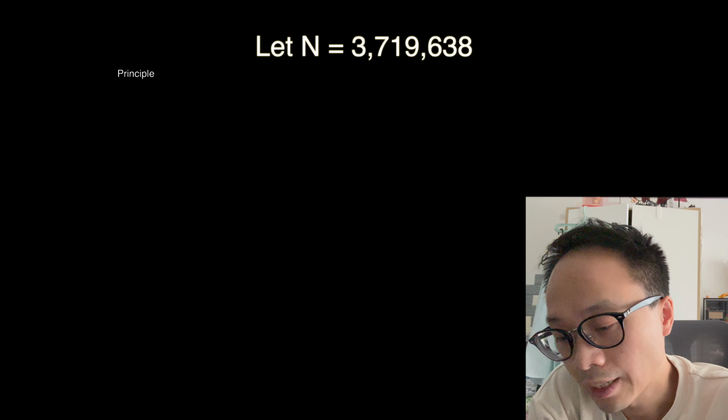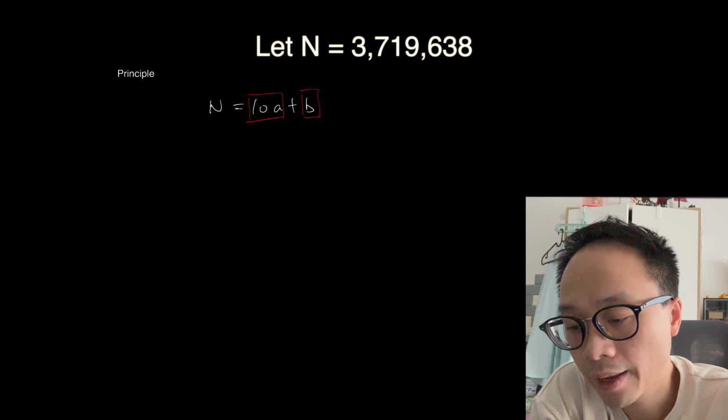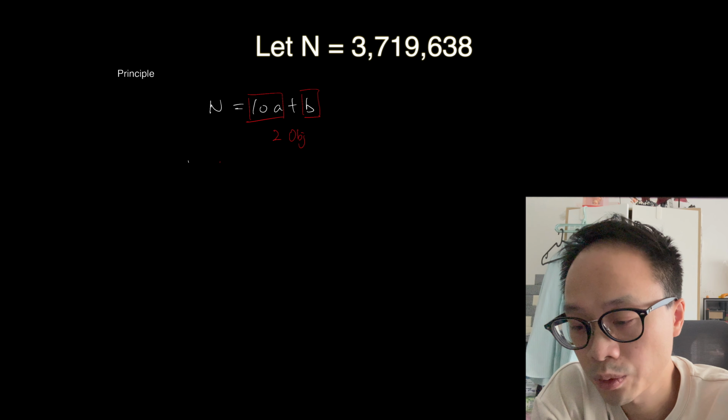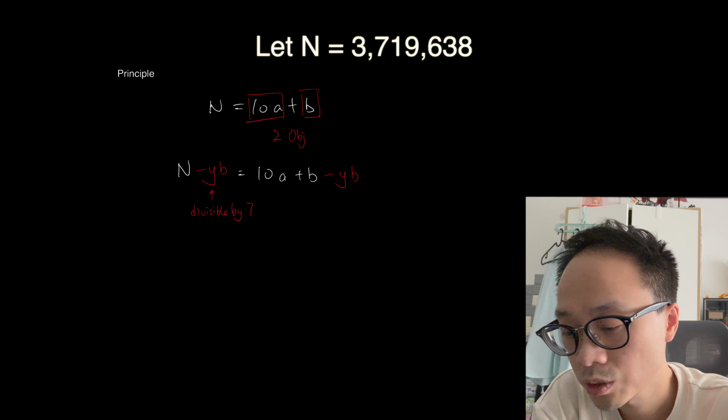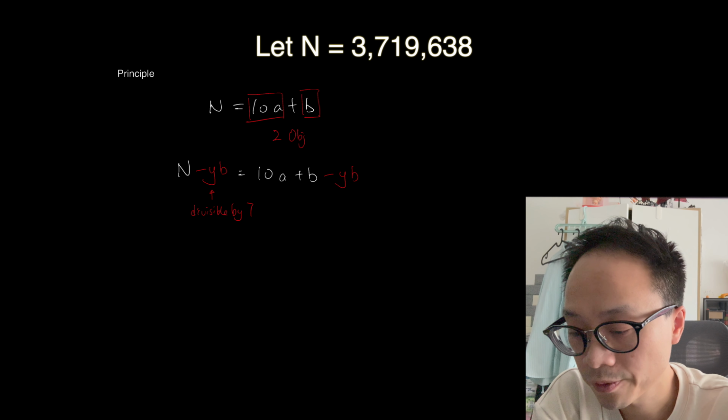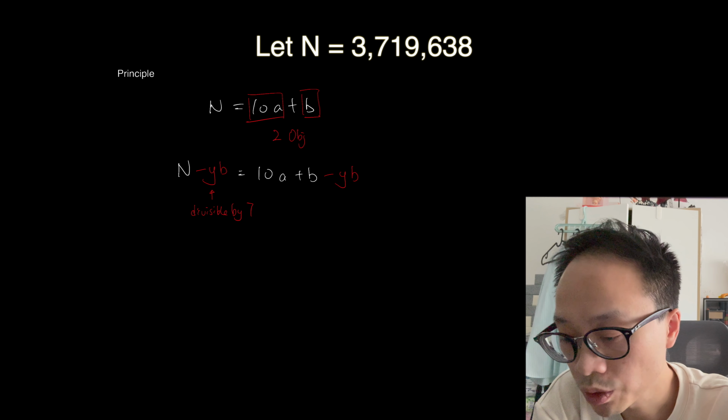Why does this work? Let's say n is equal to 10a plus b. There are 2 objects, so we subtract a multiple of 7 times b, which is divisible by 7, so that we can extract the common factor 10. So the coefficient of b must be a multiple of 10.